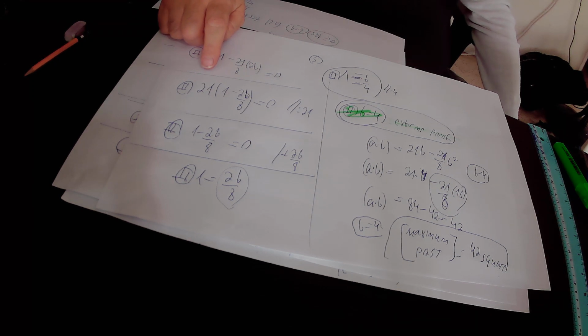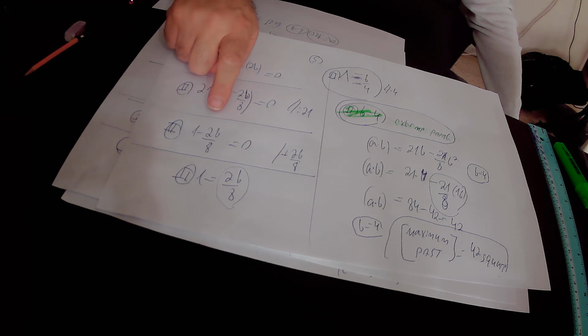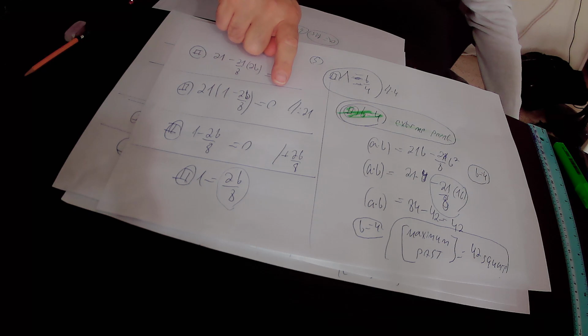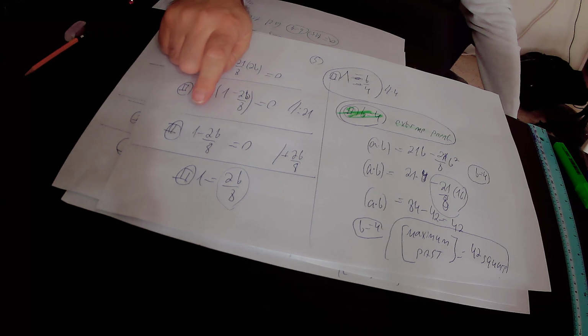So after we divide this equation by 21, 21 over 21 is 1. So we are left only with 1 minus 2b over 8 on this side of the equation. On the other side of the equation, 0 over 21 is 0. So in conclusion, according to equation 1, we found that 1 minus 2b over 8 equals 0.